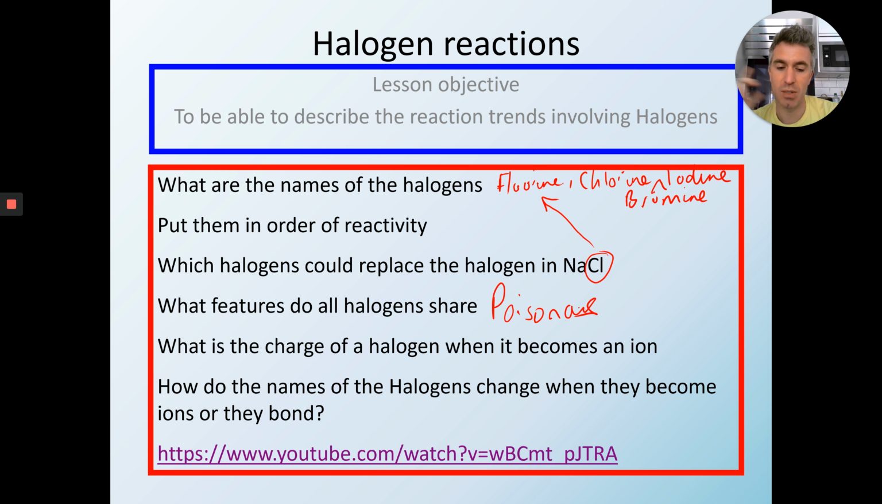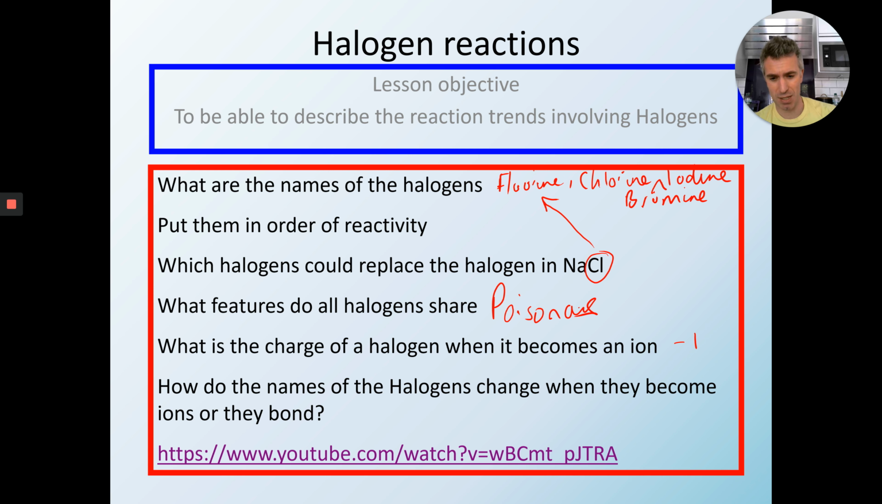What is the charge of a halogen when it becomes an ion? Remember how many electrons it has in its outer shell? It has 7 electrons in its outer shell. How many does it want? It wants to have 8. If you add an extra electron to make that 8, it becomes negative, so it has a -1 charge.